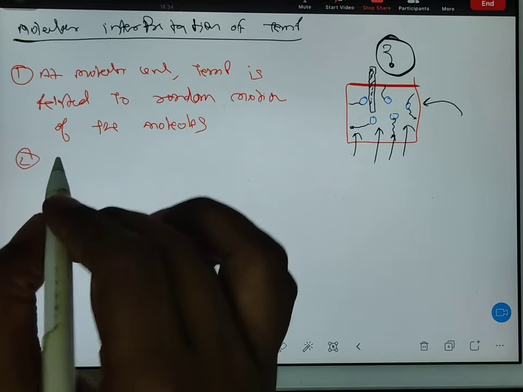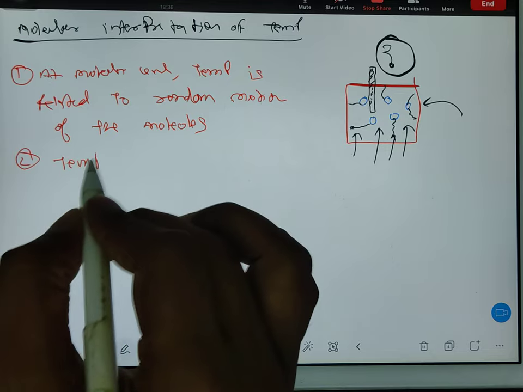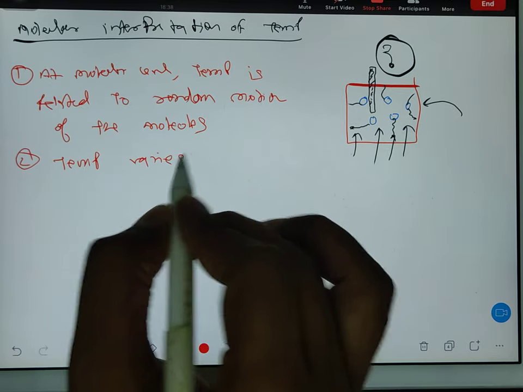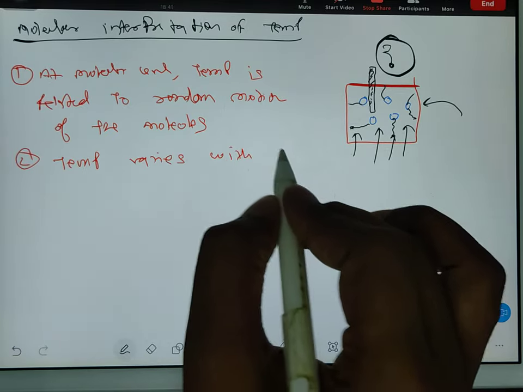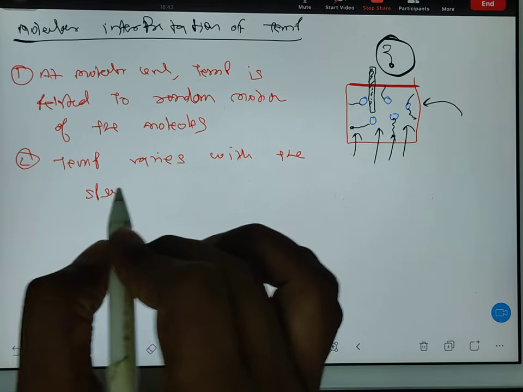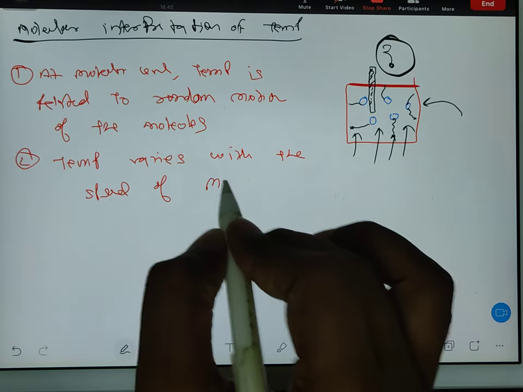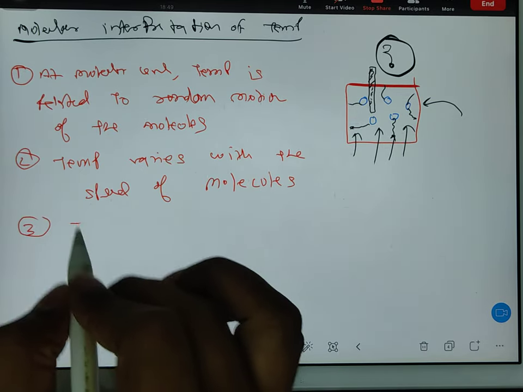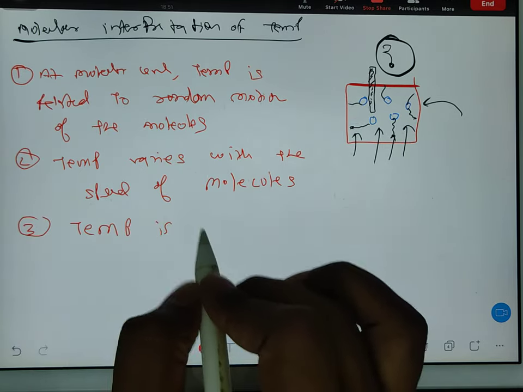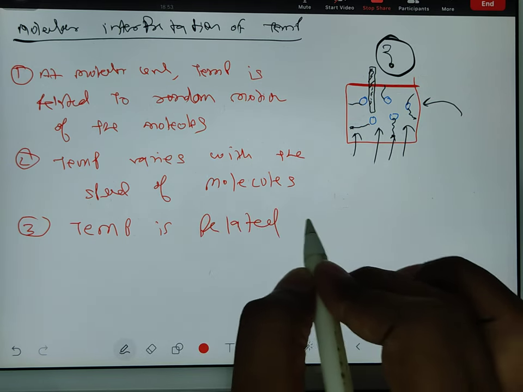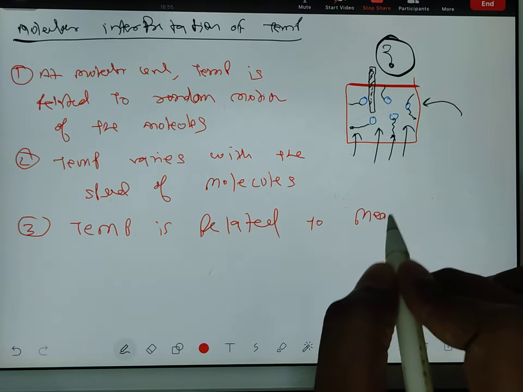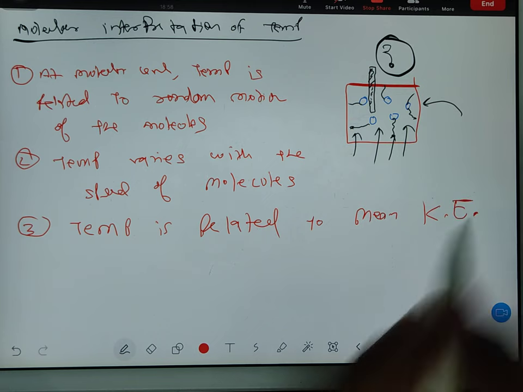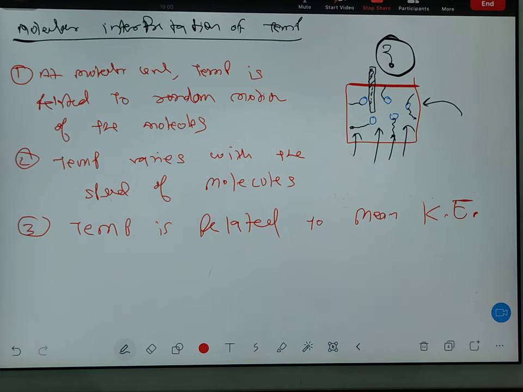Now, second point you write, temperature varies with the speed of molecules. Third point you write, temperature is related to mean kinetic energy. Copy down this much.